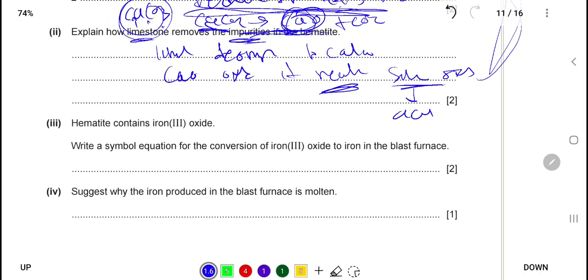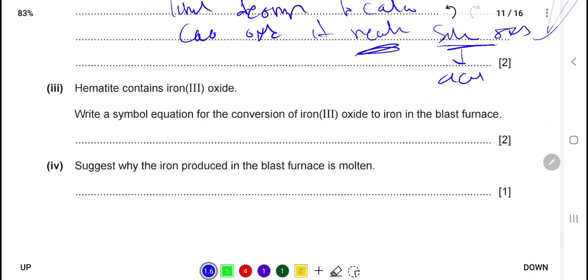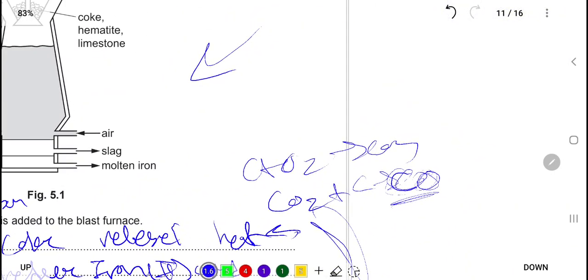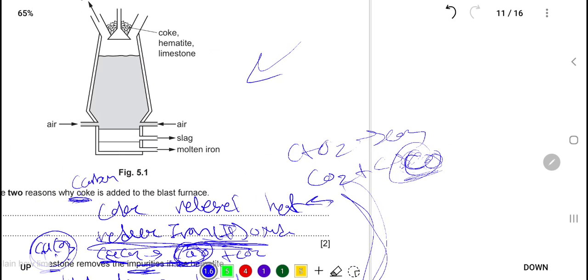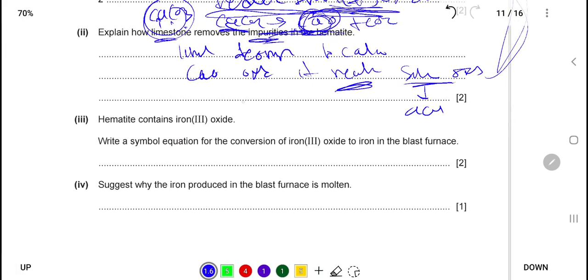Now write a simple equation for the conversion of iron trioxide to iron in the blast furnace. This one is an easy question. This one explains this reaction because CO reacts with iron oxide here to give iron. So it reduces it. So just write it.